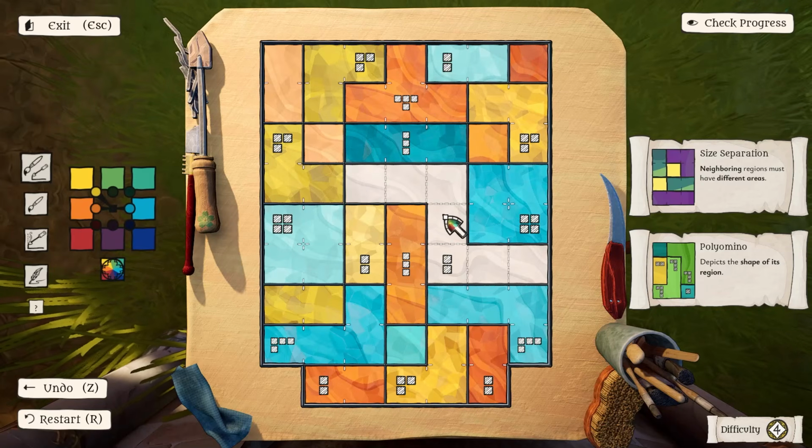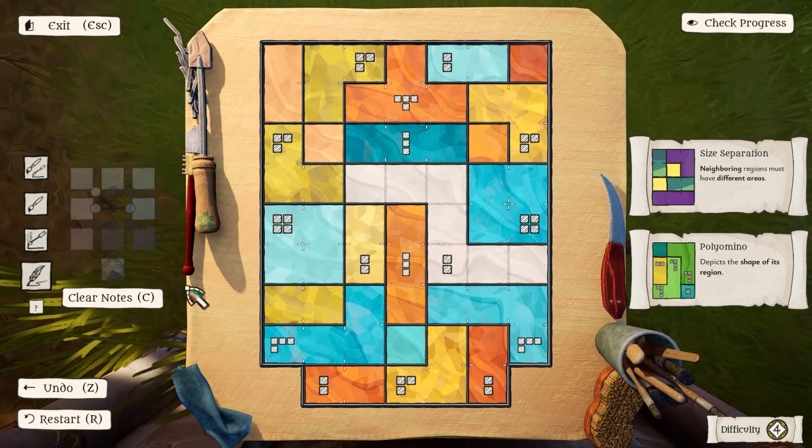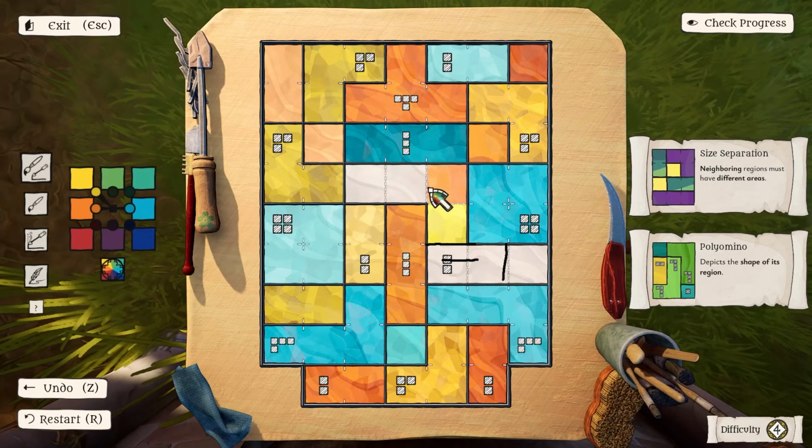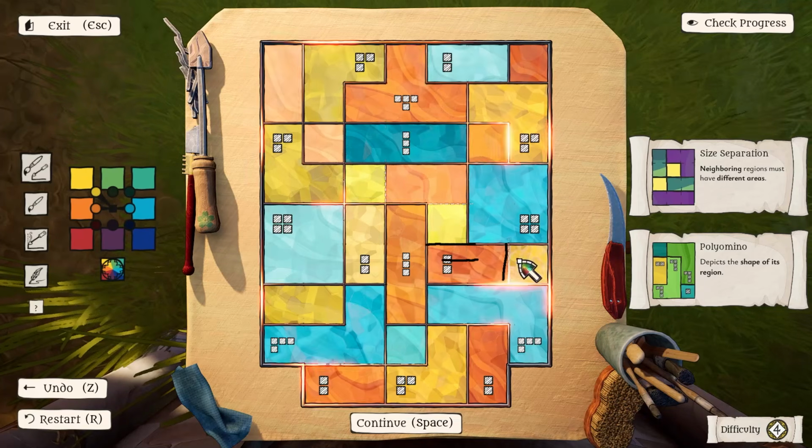That can't be a 4, so it does have to get split. Oof. Wait, what? So if this goes this way, can't be a 4, can't be a 3, could be a 2, but then the other one would have to be 2. Could be a 1, 1, 2, 1. That's how it goes. Okay. Cool.